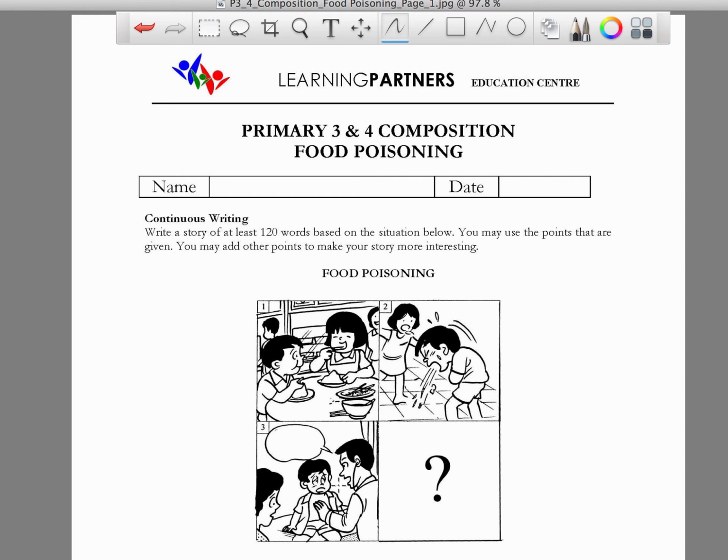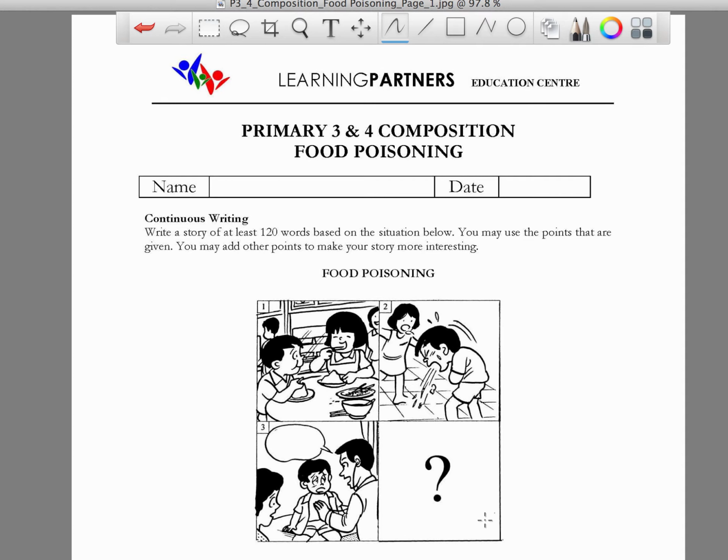Okay, and then in the third picture, we have changed venue. The boy is now in a clinic, and this man, who's obviously a doctor, is attending to him. And this woman here is most probably the boy's mother.